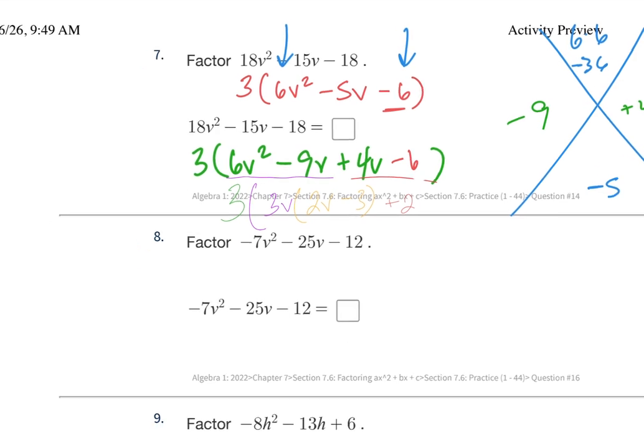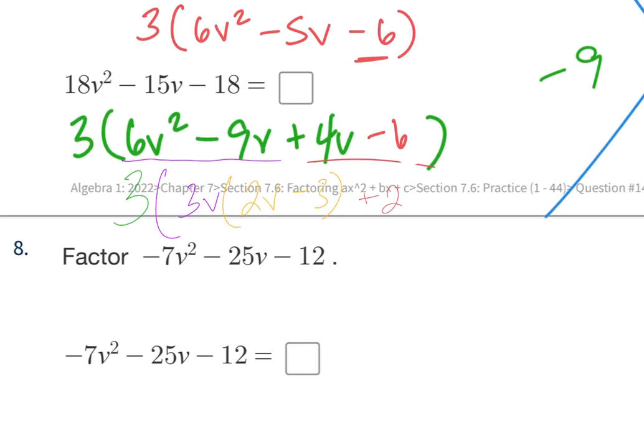So they have a 2 in common. They still have a 2 in common. So this is 2v minus 3. Cool. We are almost there. So that 3, that green 3, is still going to be way out front.